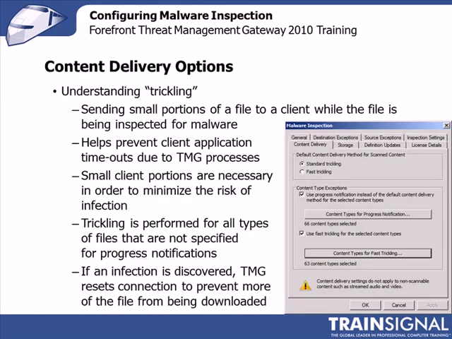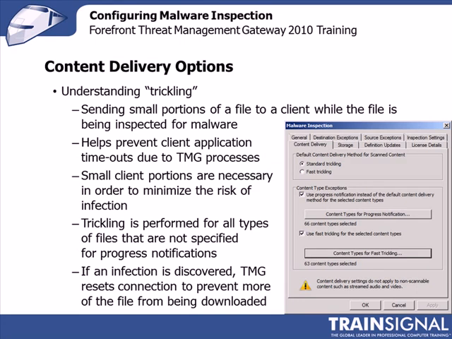Now, I'd like to talk about some content delivery options that you have at your disposal. First of all, it's important to understand what trickling means. Trickling means that Threat Management Gateway will send small portions of a file directly through to the client even while the file is being inspected for malware. This helps to prevent the client application that's trying to download the file from timing out simply because Threat Management Gateway is taking too long with something.